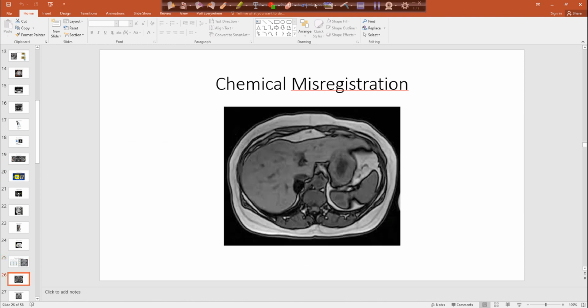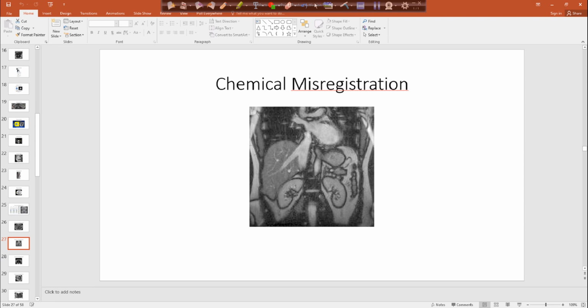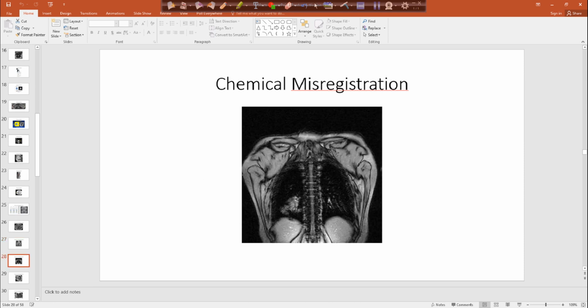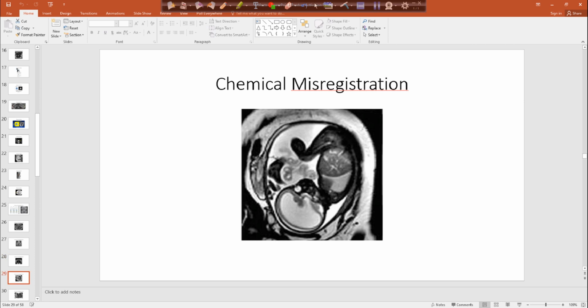So this is chemical misregistration. Look at that ring, like your coloring book where you do the outline first. Looking at that ring, all the bones here have a dark ring border around it. Here's the fetus, but then it has a dark ring around it.